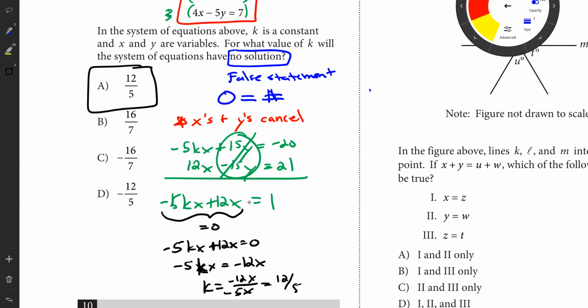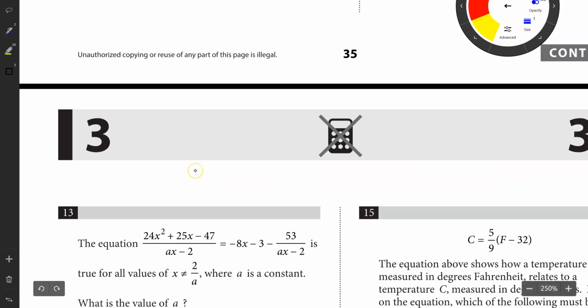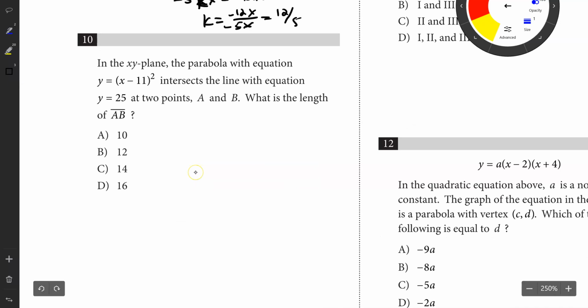Our x's and y's have to cancel, and we're going to get a false statement then. All right, let's try number 10. Oops, sorry, number 10 right here.